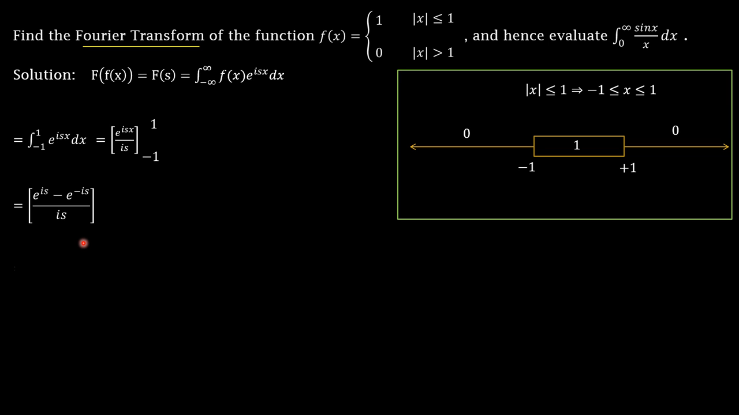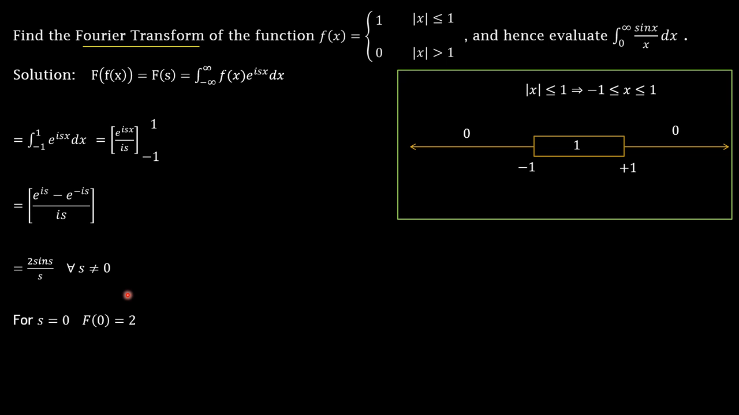However, I have given it in the result. This is nothing but 2 sin s by s for all s not equal to 0. So the first part of the question is done over here. That is, the Fourier transform of the function is given by 2 sin s by s, but this is true for all s not equal to 0. But if I want to see where the Fourier transform of the function approaches in the close neighborhood of 0, the Fourier transform approaches 2.